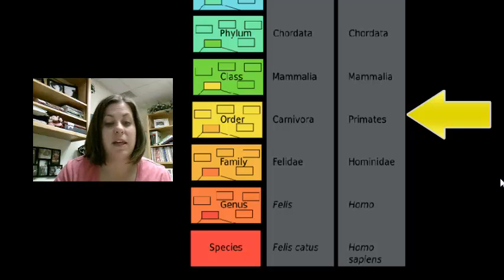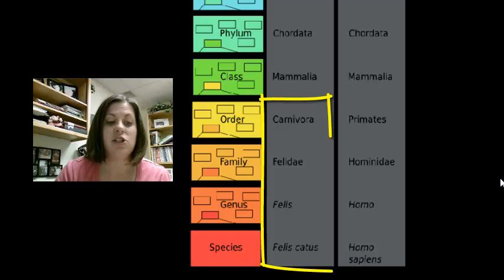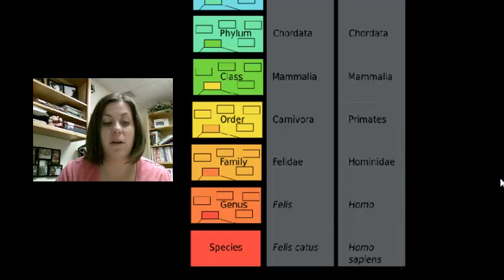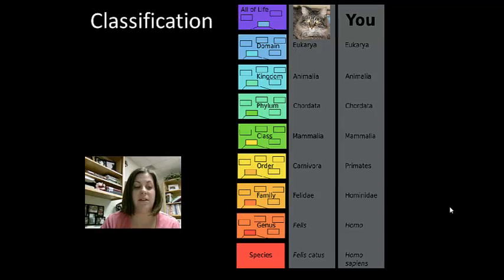Now, for the cat, the order is Carnivora, family Felidae, genus Felis, and finally the species is Felis catus. Us as humans are in the order Primates, Hominidae, genus Homo, and species Homo sapiens. You will notice that Latin is the language used here in this classification. This is because it is a dead language, and it's not changing.